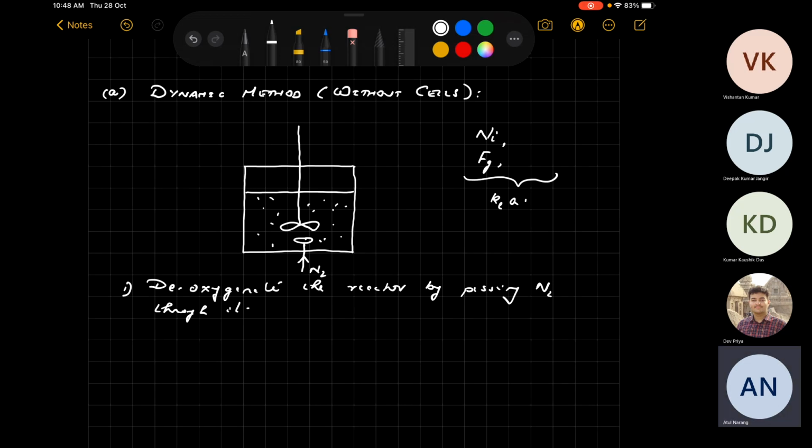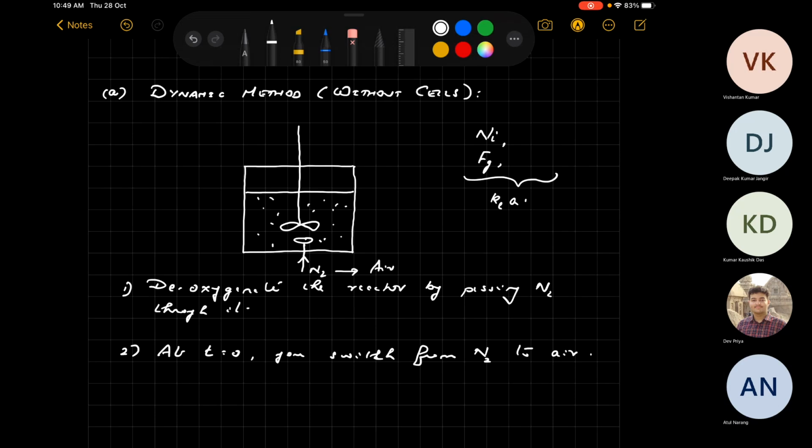And then second, at time t equal to 0, you switch from nitrogen to whatever is the condition under which you will finally run the reactor. So if 99% of the time it is air that you run through the reactor, you switch from nitrogen to air. As soon as you switch from nitrogen to air, I should also mention over here that you're also making some measurements.